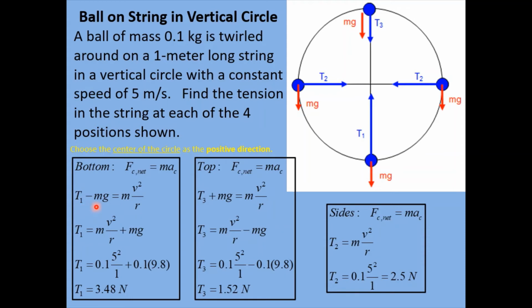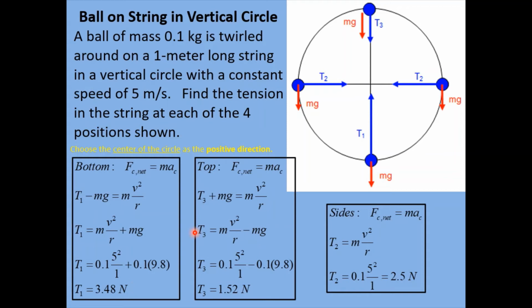So we have T1 minus mg equals the mass of the ball times v squared over r. Remember, v squared over r is, of course, the centripetal acceleration. So what we're going to do here is just solve for T1. It's just a few steps of algebra. So when we do that, we get 3.48 newtons.